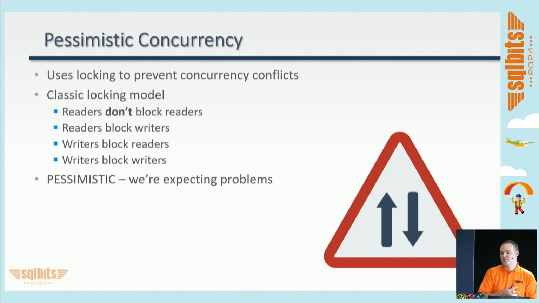So in pessimistic concurrency, as I said, we're being pessimistic, we're assuming problems, and we're going to use locking to prevent them. This is, again, the classic model. So readers do not block readers, right? You can have multiple processes reading the same thing at the same time. They're not going to interfere with each other. That's all good. But everybody else blocks each other, right? Readers block writers, writers block readers, and writers, of course, block other writers.